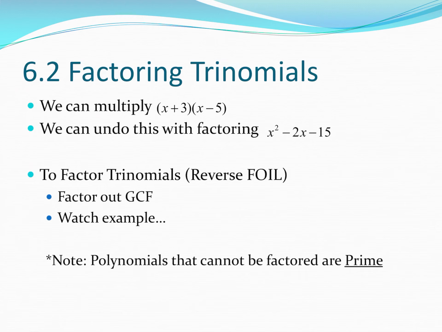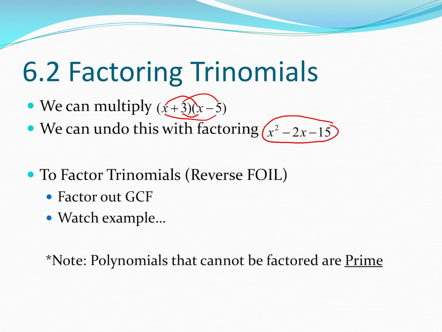Your book is going to teach a trial and error method, it's going to teach a grouping method, and all of that works, but my way is easier, I promise. Okay? And so what we've talked about previously in this class is how to multiply. In chapter 5, we talked about how to multiply binomials, where we would say we're going to multiply x times x and x times negative 5 and 3 times x and 3 times negative 5 and combine our like terms, and you would get this as your answer.